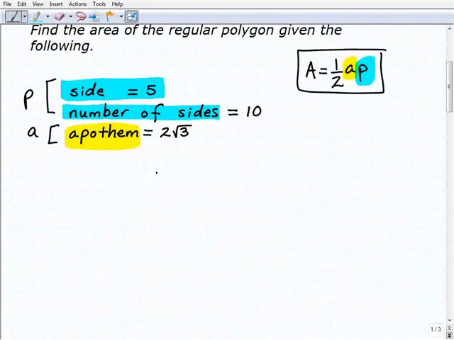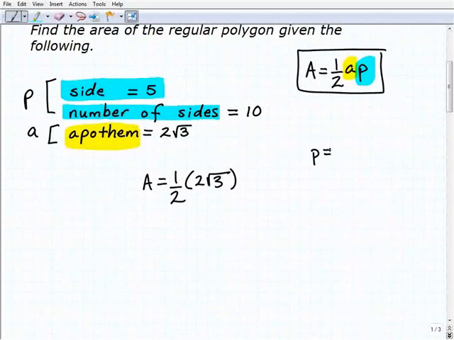So this will be the area equals 1/2, the apothem is 2 times the square root of 3. Now the perimeter, let's go ahead and find out over here. The perimeter is going to be the number of sides. Well here we have 10 sides times the length of one side, so that's 5. So the total perimeter is going to be 50. So that's what we have to plug in right here.